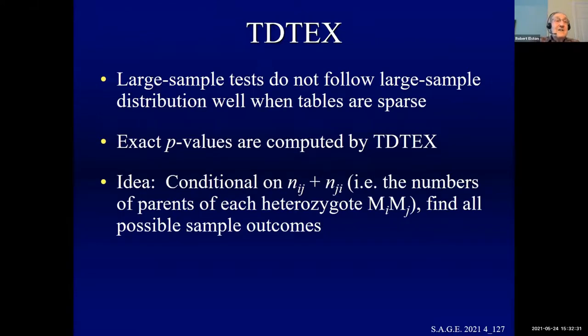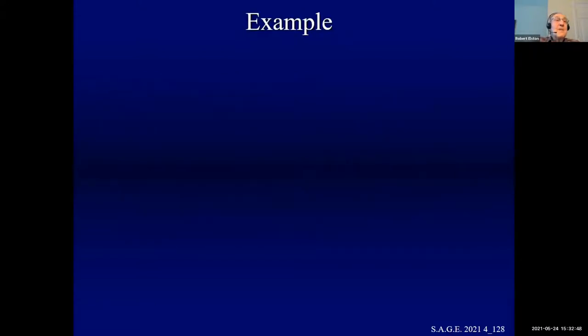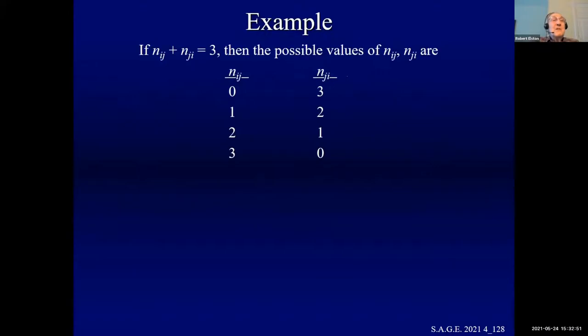And the idea is conditional on, remember the Nij and Nji in a matrix, the numbers of parents of each heterozygote, MiMj, we find all the possible sample outcomes. Let's look at it. For example, if these add up to 3, then their possible values are obviously 0, 3, 1, 2, 2, 1, 3, 0. Now, if the number is much bigger, then you're going to get a huge matrix.